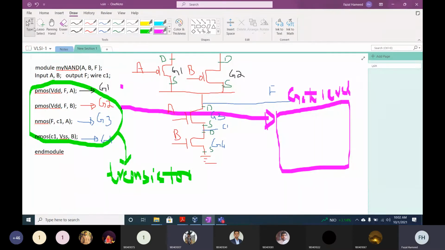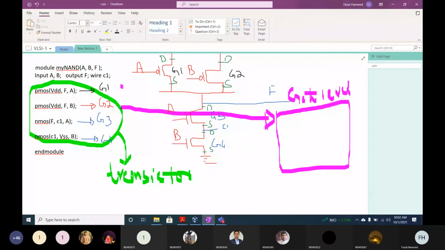So the code will be NAND. What is the output? F, comma, A, comma, B. So which one is easy? Gate level one, sir.